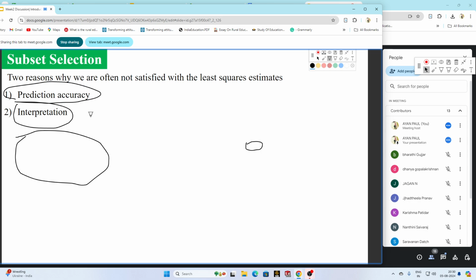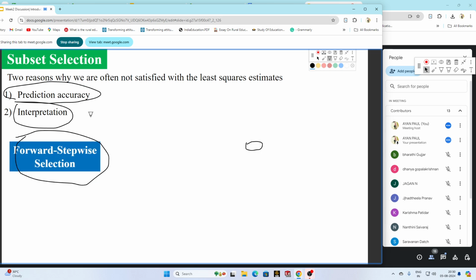Like if in a problem of weight, with sex and height as inputs, I put in an input called cost, or let's say an income input. This income input is not at all related to our output, so it will definitely affect our prediction accuracy. So for that we will go for subset selection.